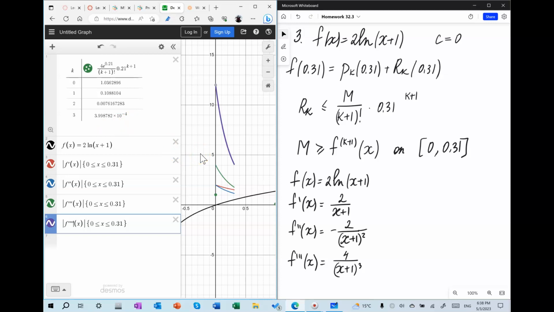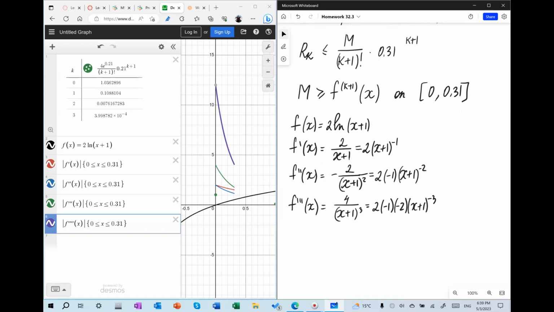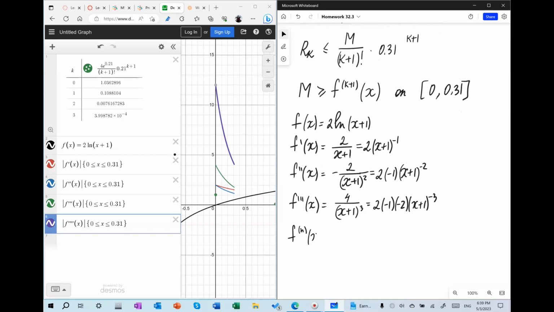That's interesting. So can we express this formula? Can we find the kth derivative somehow? Let me see. What's the pattern here? We have 2 times (x plus 1) to the power negative 1. We have 2 times negative 1 times (x plus 1) to the power negative 2. We have 2 times negative 1 times negative 2 times (x plus 1) to the power negative 3. So it looks like if this pattern continues, then the nth derivative will be 2 times negative 1 to the power n minus 1, times n minus 1 factorial, times (x plus 1) to the power negative n.